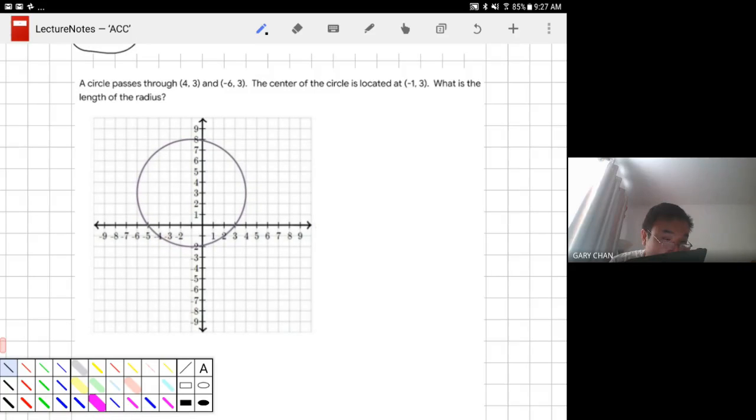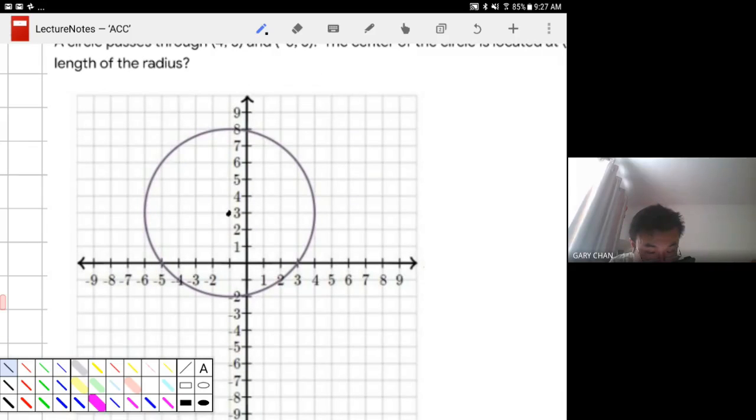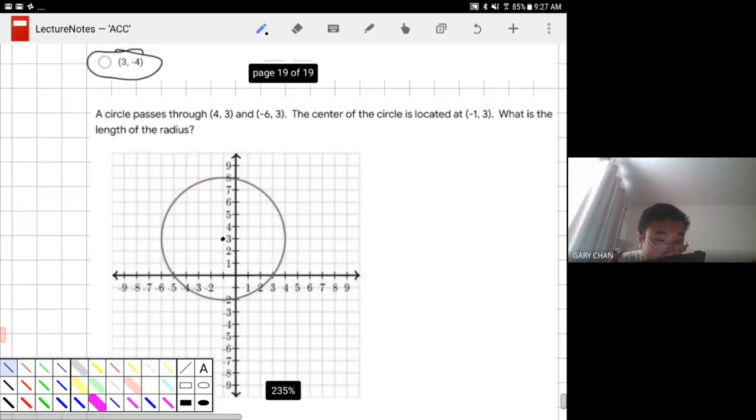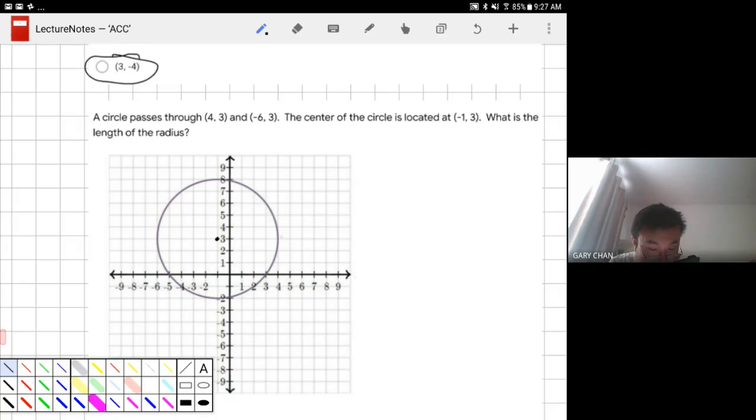A circle passes through 4 comma 3 and negative 6 comma 3. The center of the circle is located at negative 1 comma 3. What is the length of the radius? So here I'm telling you that the center is located at negative 1 comma 3, which is this guy right here. And 4 comma 3, which is this point right here. And negative 6 comma 3, which is this point right here.